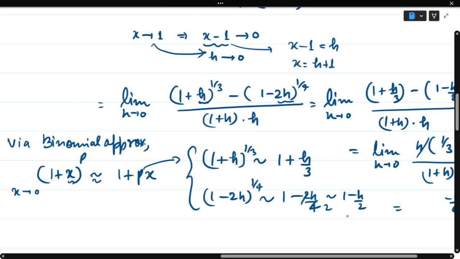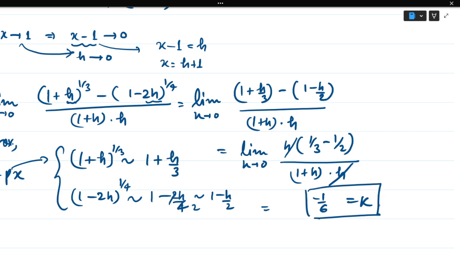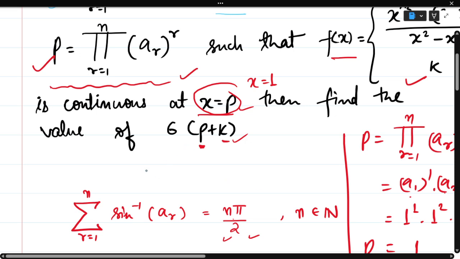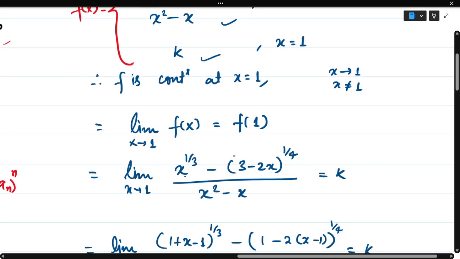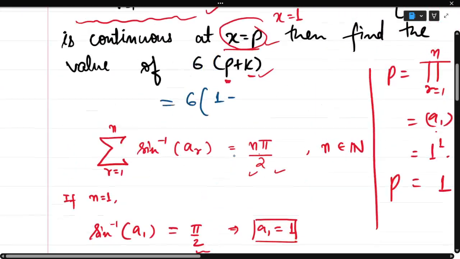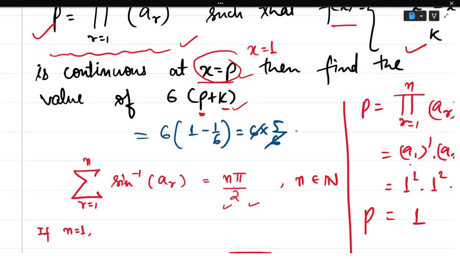Yes. So the value of k comes out to be negative 1/6, and the value of p is 1. So what we need to find is a simple expression: 6, value of p is 1, and value of k is what we have just evaluated, negative 1/6, right? So it will be 6 times (1 minus 1/6), which will be 6 times 5/6. The answer is 5. This is your answer. Thank you, everyone.